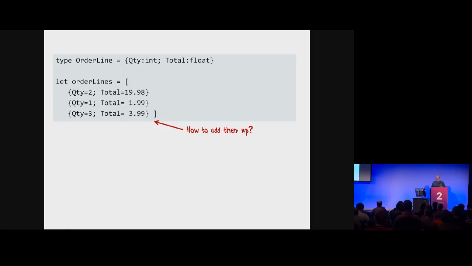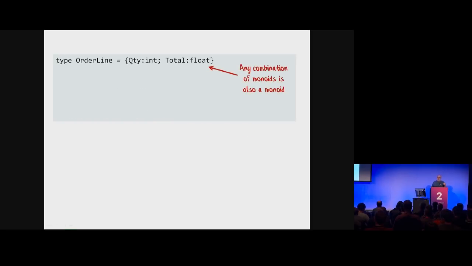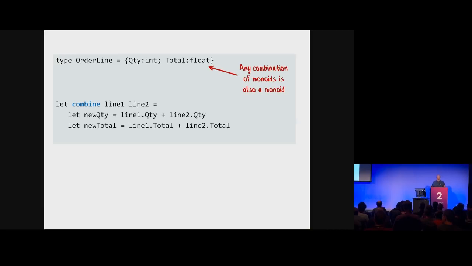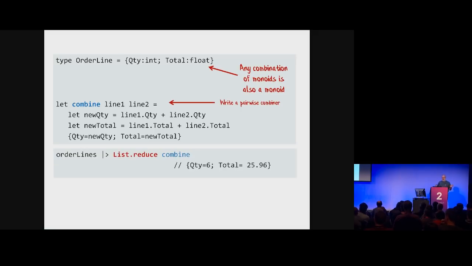So rather than trying to write a loop, what I'm going to do is say, well, integers are monoids, floats are monoids, any combination of a monoid is another monoid, so order line is a monoid. And all I have to do is write a pairwise combiner, where I just add the two pieces and return the new thing. So I have a pairwise combiner, which is normally pretty straightforward to write. And then once I've got the pairwise combiner, I can run it on the entire list. Just reduce the entire list using the pairwise combiner. So there you go. There's a pattern that would be useful.